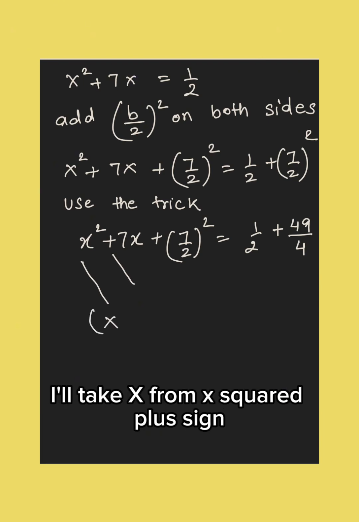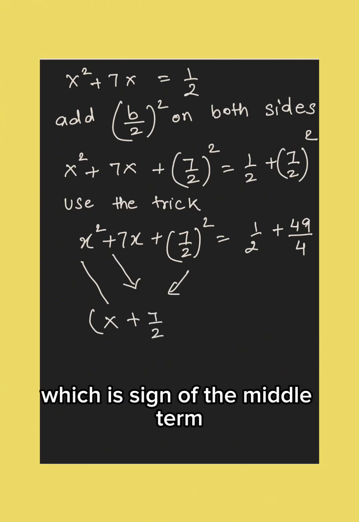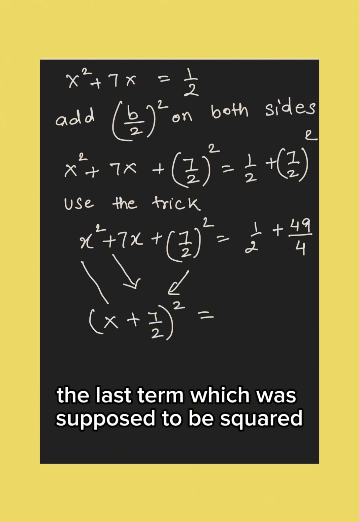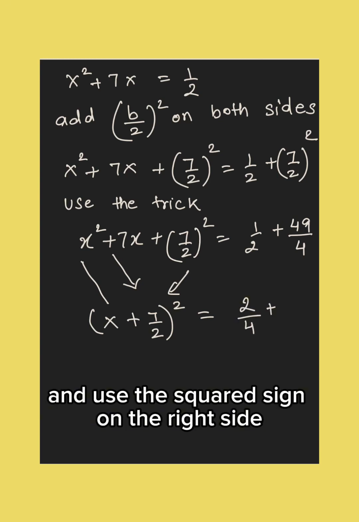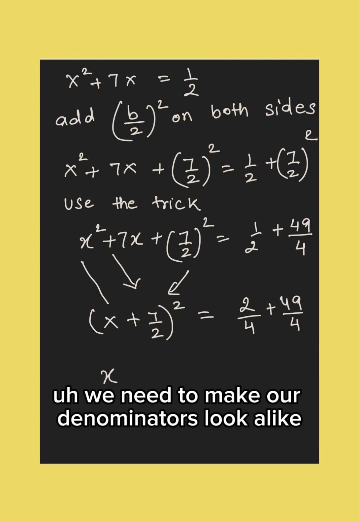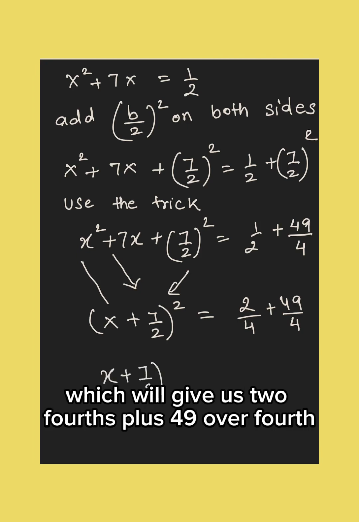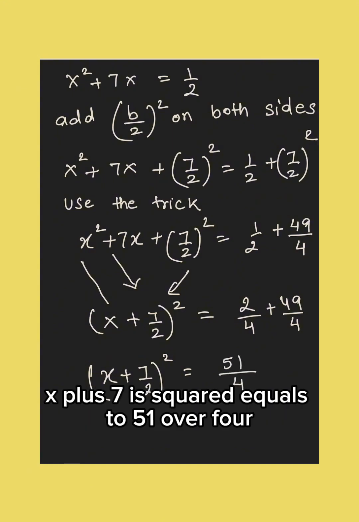I'll take x from x squared, plus the sign of the middle term, and the last term which was supposed to be squared, and put it under parentheses and use the squared sign. On the right side we need to make our denominators look alike, which will give us 2/4 plus 49 over 4. So (x plus 7 over 2) squared equals 51 over 4.